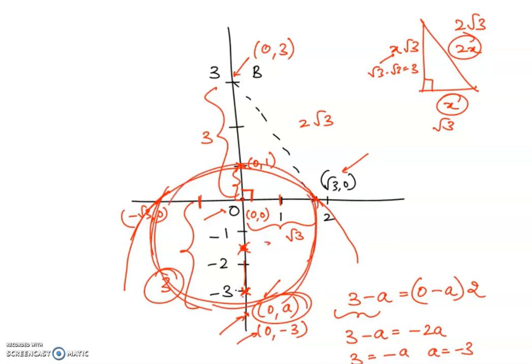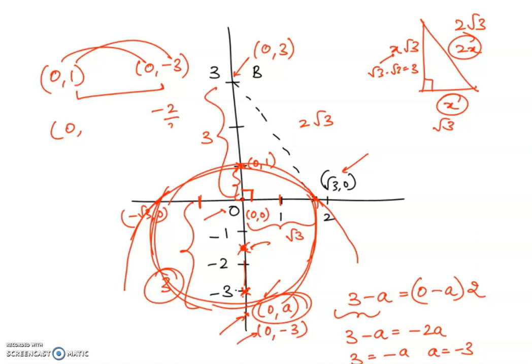And that means that the coordinates of the center, which is what we need to find, we have the two ends of the diameter. It's 0, 1 and 0, minus 3. So the center would be the midpoint of these two, and the midpoint would be the average of the x coordinates, which is 0, average of the y coordinates, which is 1 plus minus 3 divided by 2, which is minus 2 over 2, which is minus 1. So that's the coordinate of the center of the circle.